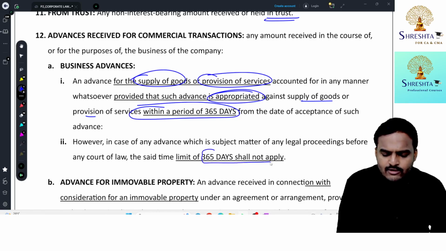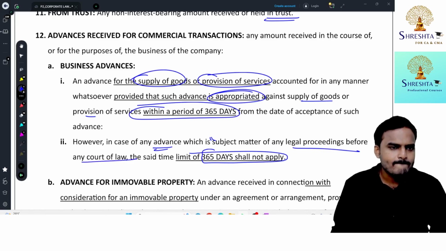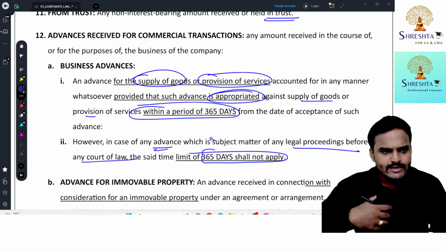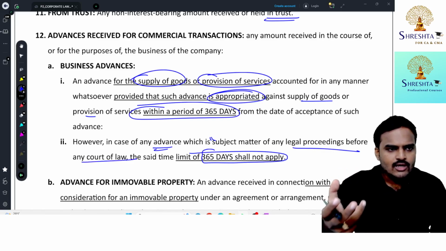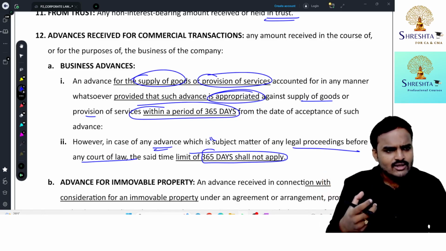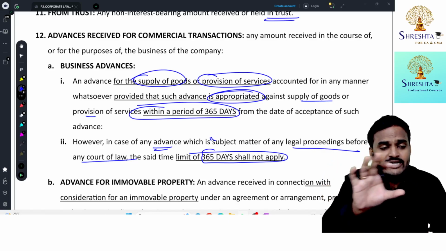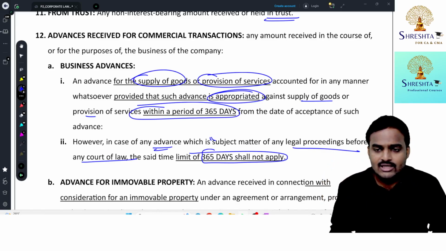However, this limit of 365 days is not applicable where that advance is the subject matter of any legal proceedings before any court of law. Suppose I paid an advance for one product. The company is there to supply that product. Meanwhile, legal proceedings were initiated against the company.